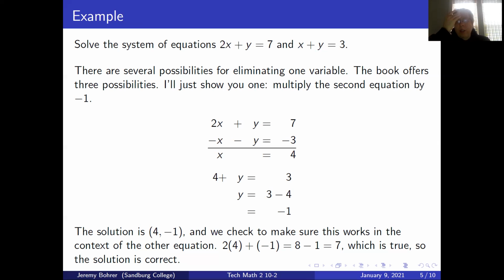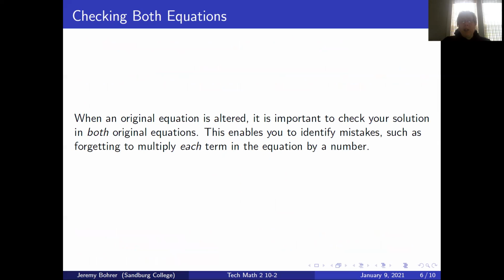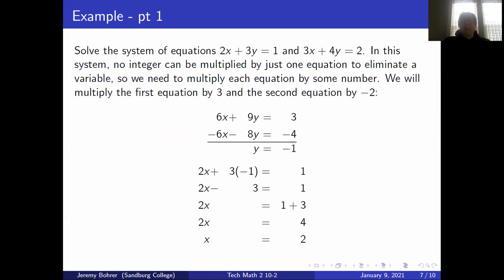So our solution is (4, -1), and we check to make sure this works in the context of the other equation. 2 times 4 plus -1 is 8 minus 1, which is 7, which is what we're looking for, so the solution is correct. When an original equation is altered, it's important to check your solution in both original equations. This enables you to identify mistakes, such as forgetting to multiply each term in the equation by a number.